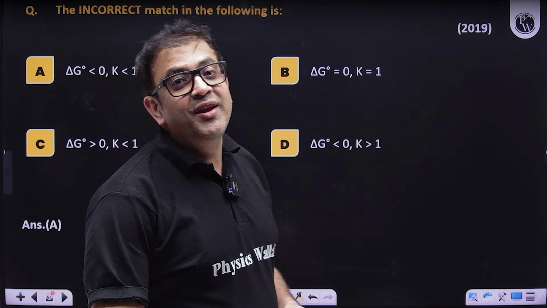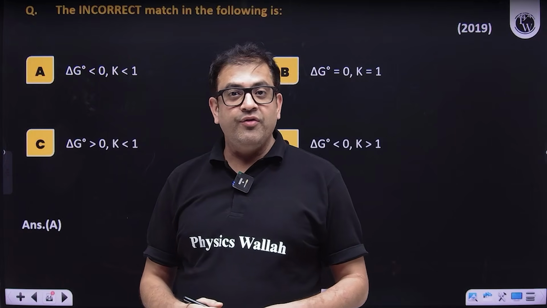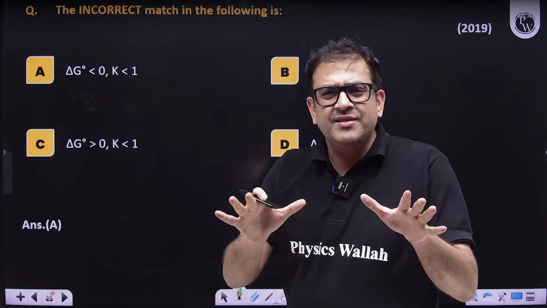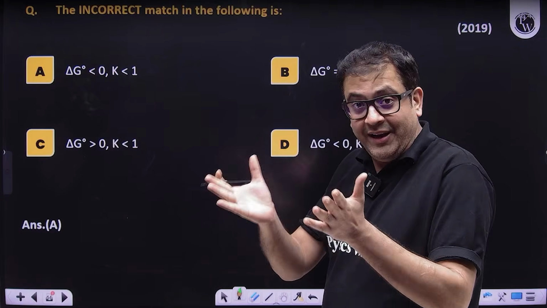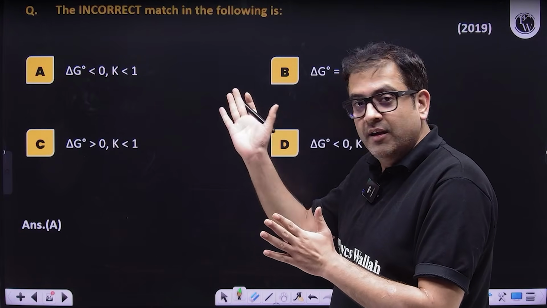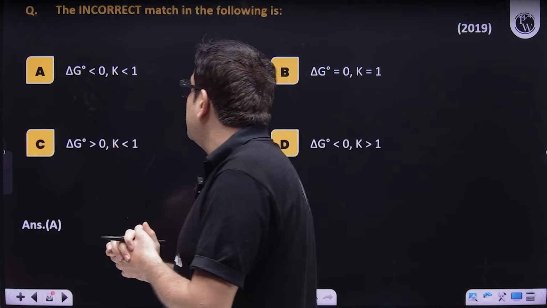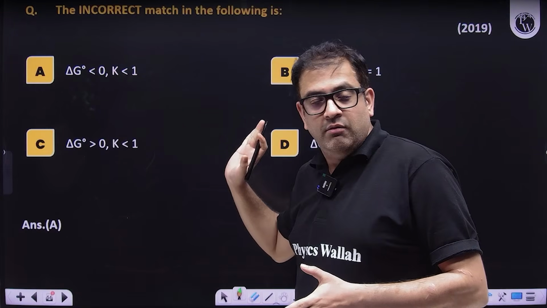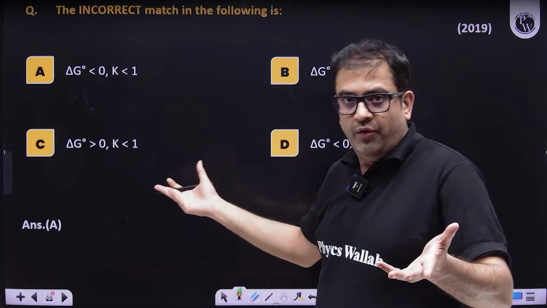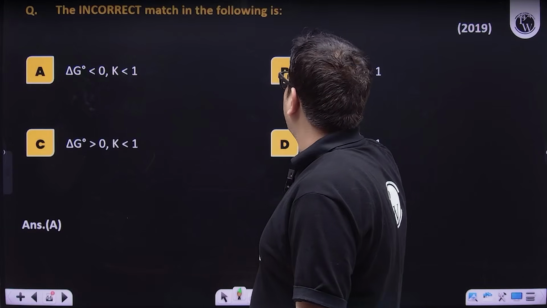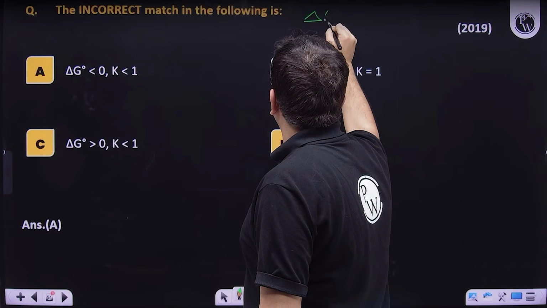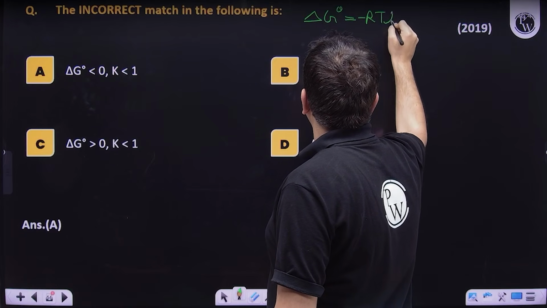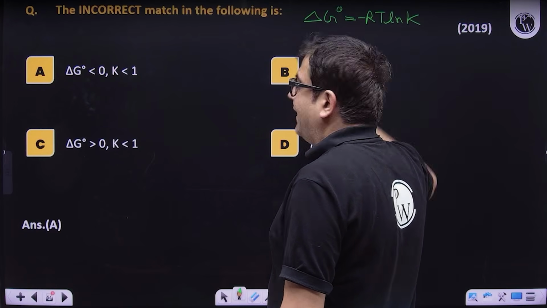So let us finish our discussion of this chemical equilibrium chapter. Let us discuss some PYQs relating to Le Chatelier's principle and the thermodynamics delta G operator. The incorrect statement you have to tell, this is a 2019 JEE Mains question. We already know, sir, you already told us that delta G naught is nothing but minus RT ln of K.